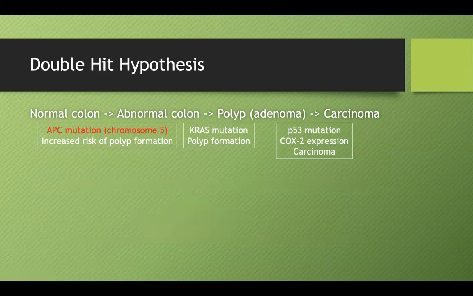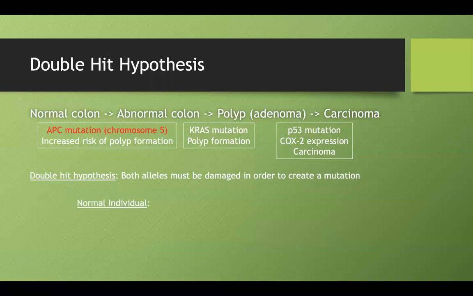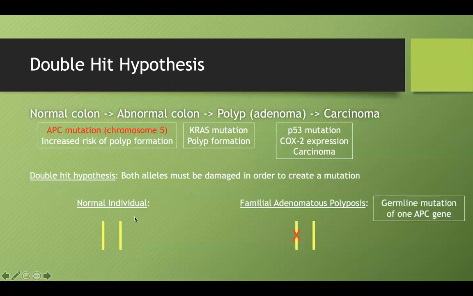Something I want to point out here that I haven't got to talk about in the other lectures yet is the theory of the double hit hypothesis. The double hit hypothesis states that both alleles must be damaged in order to create a mutation. In a normal person, we have two alleles. It's kind of hard to get a mutation in one specific area. And here are the alleles for FAP.